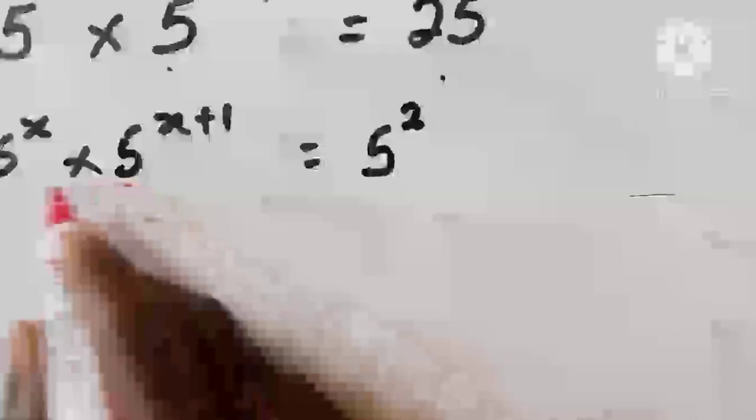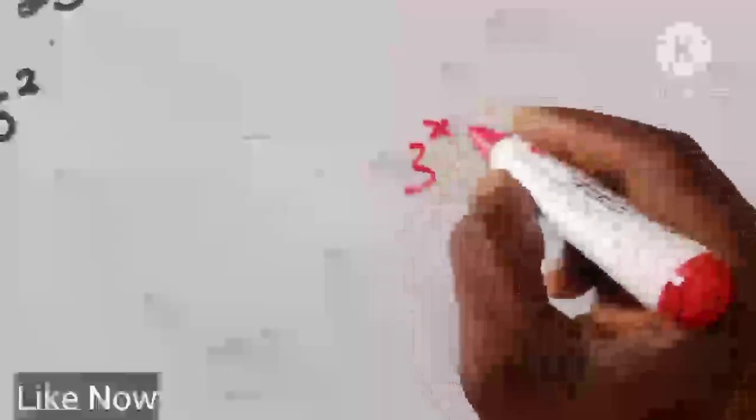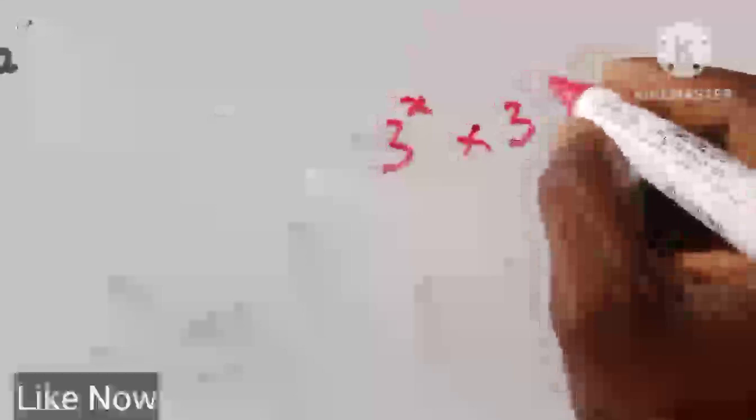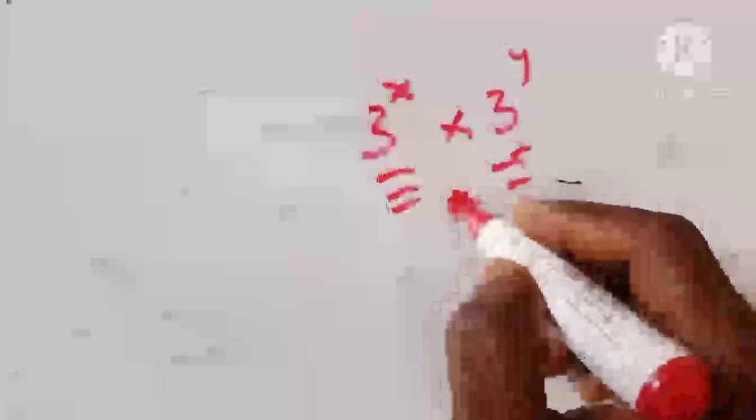if these bases are the same and they are multiplying, you know that already. If you don't, comment that you don't. So you have 3 raised to the power, let's say, x, times 3 raised to the power y. Since the bases are the same and they are multiplied, we just need to add their exponents. So we have 3 raised to the power x plus y. They must be the same before you can add their exponents. Is that okay? That's what we are going to use here.